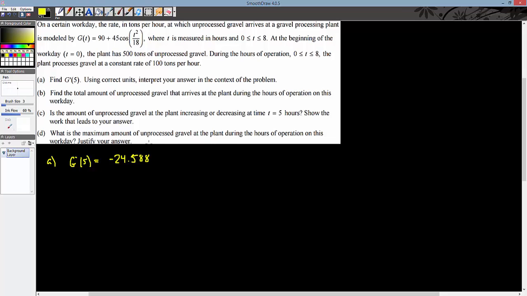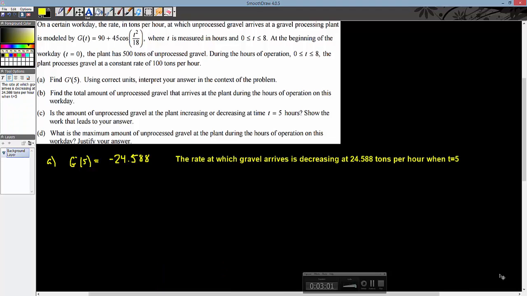Now, it also says to interpret the answer in the context of the problem. So in class, we came up with an explanation. I will go ahead and pause real quick and retype that out. Cool. So there's my explanation that we had in class. The rate at which the gravel arrives is decreasing at 24.588 tons per hour. Now make sure you guys are being extra clear on this, because this typing option doesn't have the squared option. It's actually tons per hour squared when t equals 5.